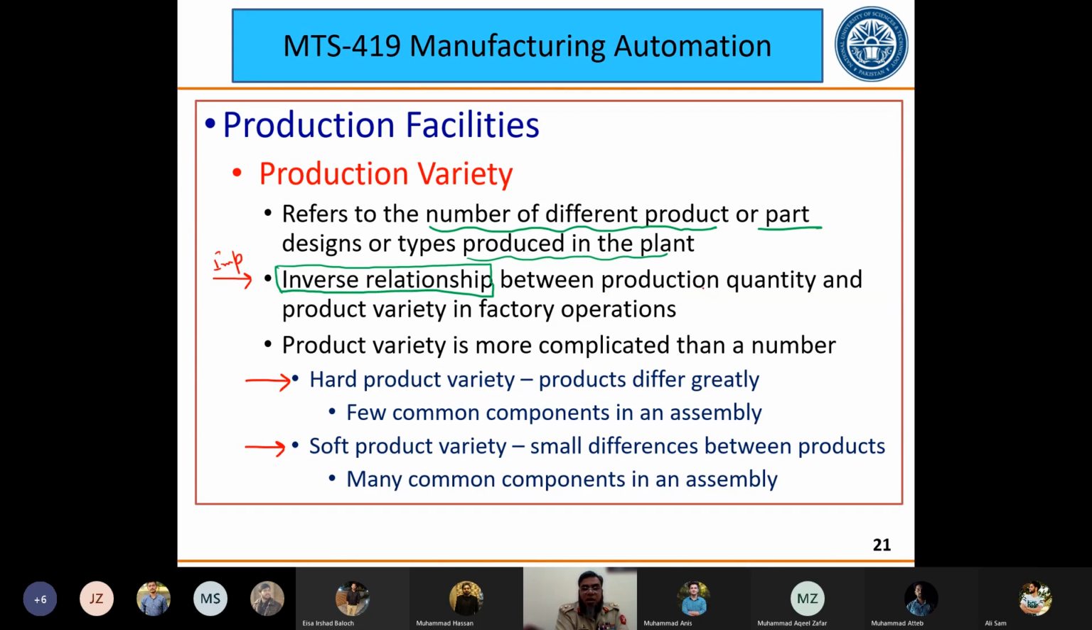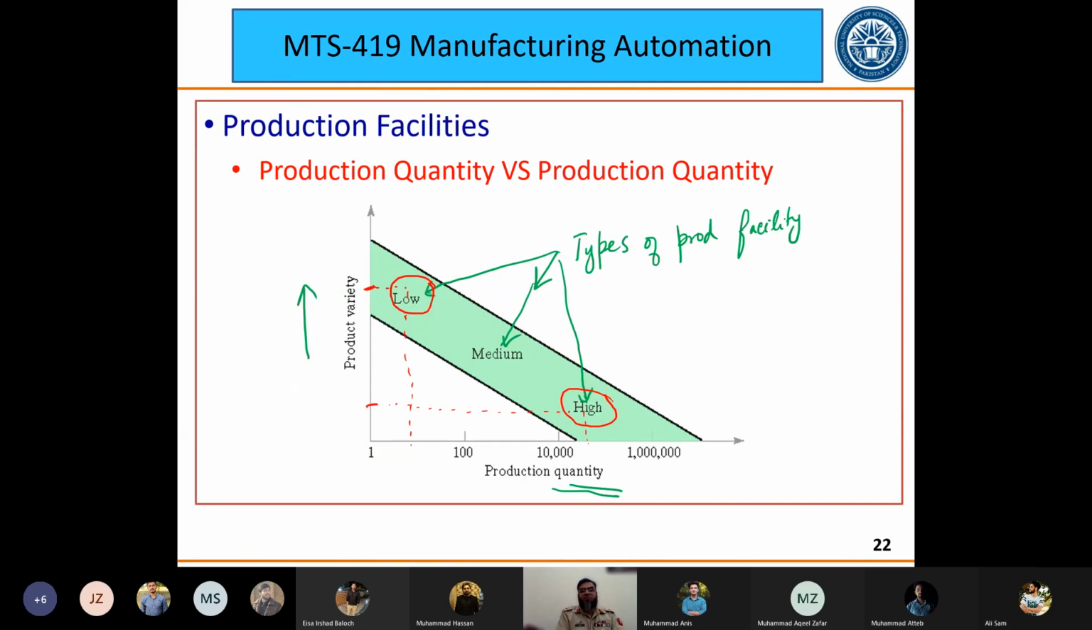And what would be a higher or a hard product variety? That the products differ greatly. So your production quantity is going to reduce if you have a higher product variety or a hard product variety. So this can be shown here.